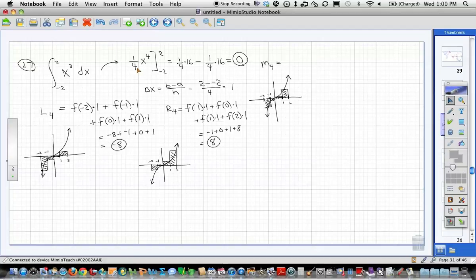And then we just get little tiny rectangles here on these. Now that one actually looks like it's going to be 0, right? Looks like that's actually going to be exact. And again, the symmetry of x cubed is what makes this happen. That doesn't usually happen.